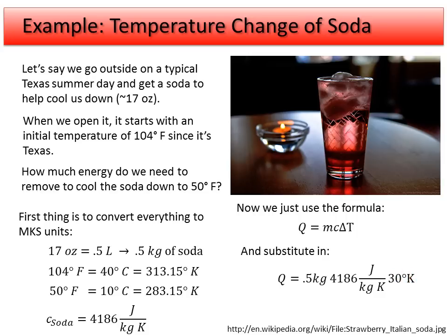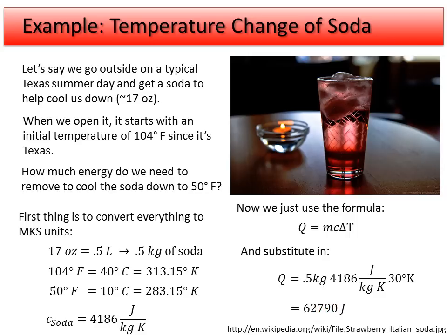And it should be noted that we're removing heat. So this temperature change is actually a negative value, which means our heat is going to be a negative value, which means we remove it from the system. But when it comes out to it, the heat that we need to remove is 62,790 joules. It's quite a bit of heat.